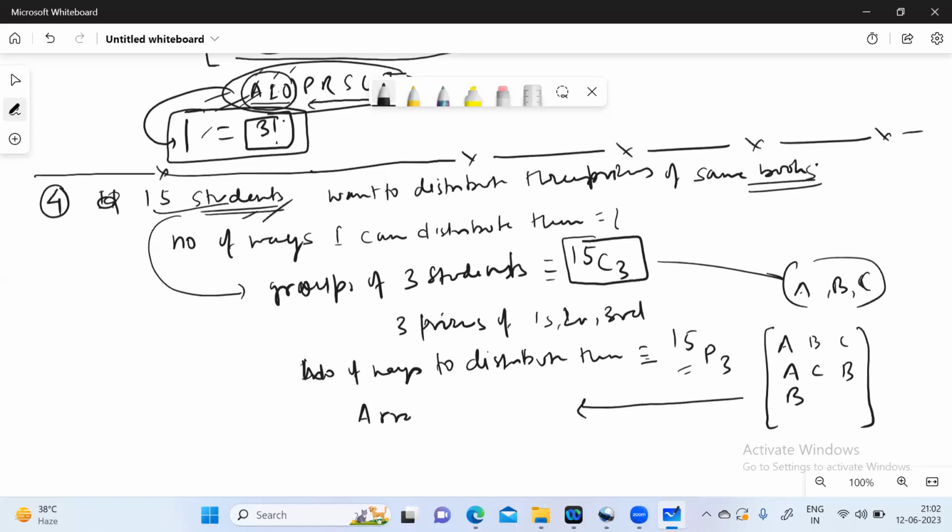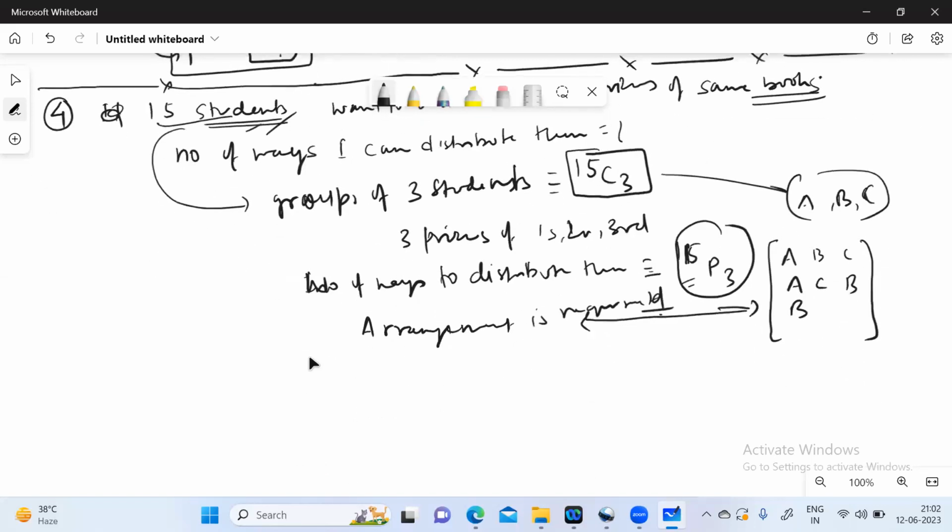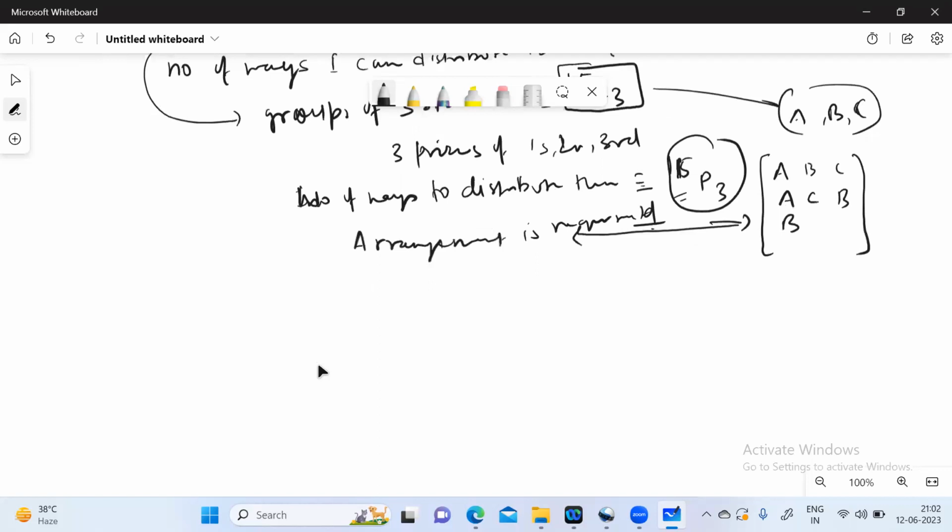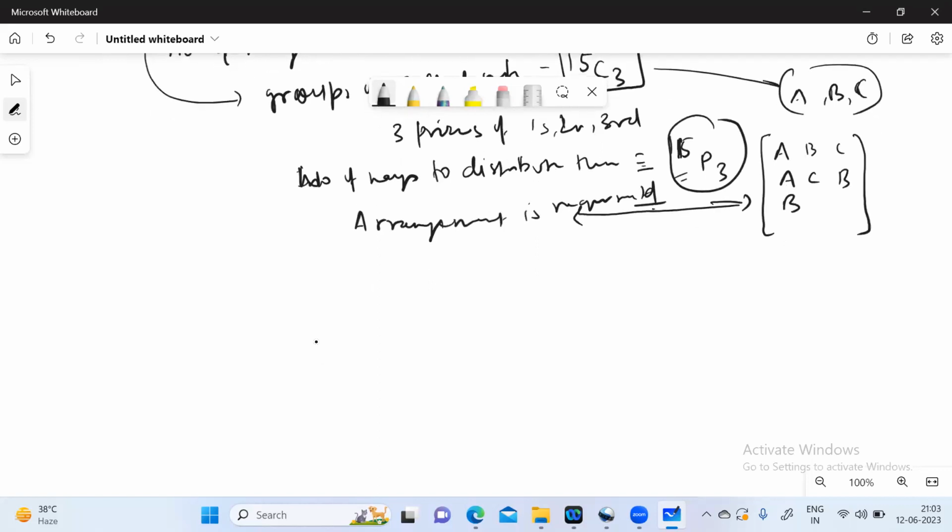Arrangement is required, or important, or critical, anything you can use. So that's why we are using P, permutation, 15P3. In many questions, the biggest challenge will be how to identify whether we will use permutation or combination. So now you know, and I'll give you one more example here.